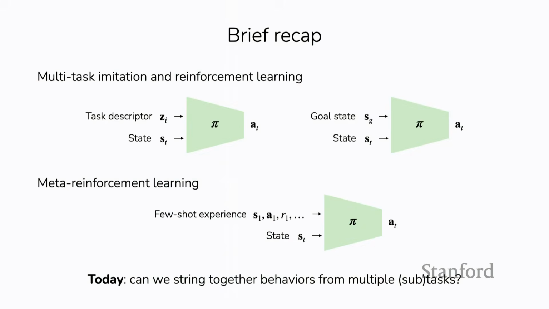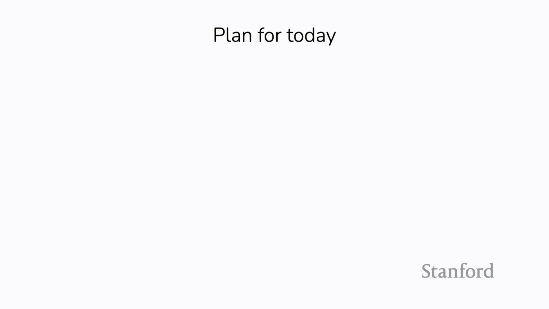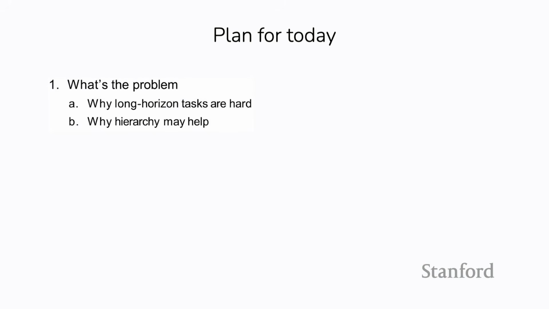Now today, we'll be building on some of these concepts and trying to not just train a policy to do multiple tasks, but to actually string together behaviors for multiple tasks into a longer horizon task. So this is where we're going to be talking about where hierarchy might be helpful for solving long horizon tasks.